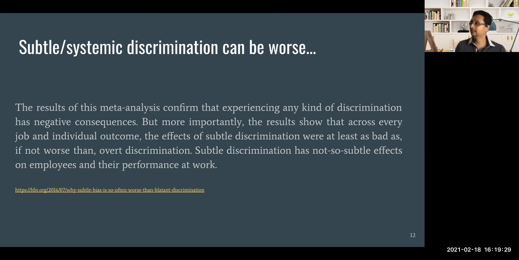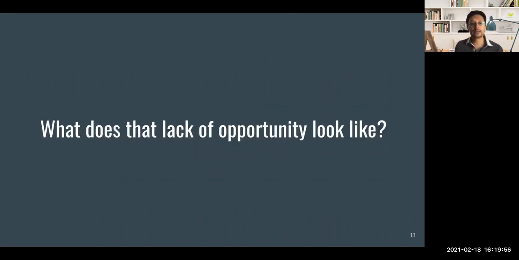I was in a meeting once and someone said something so subtle that I just got triggered. I had to leave the meeting, and I wasn't able to do anything else except try to decompress and disconnect from that situation so I could go about and do my work. And if this is happening again and again and again, all of that starts to accumulate. So what does that lack of opportunity look like?